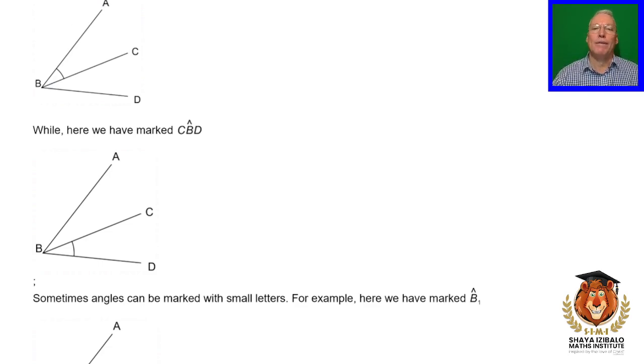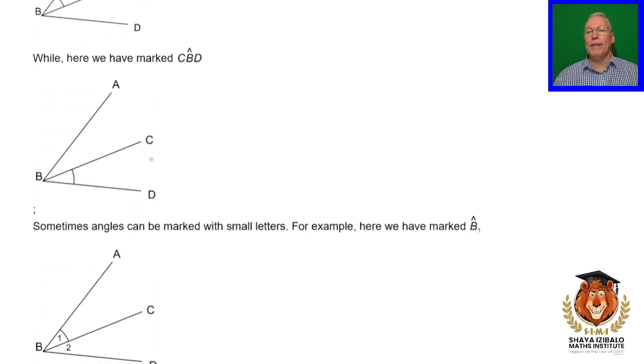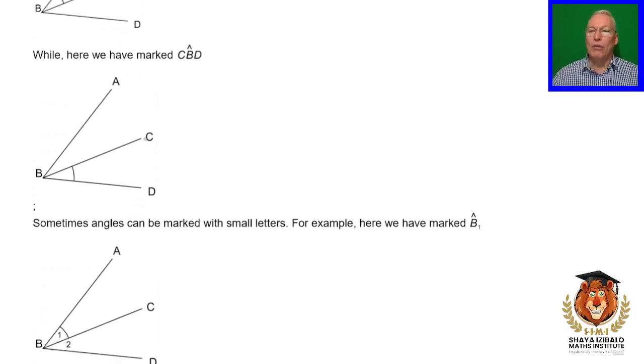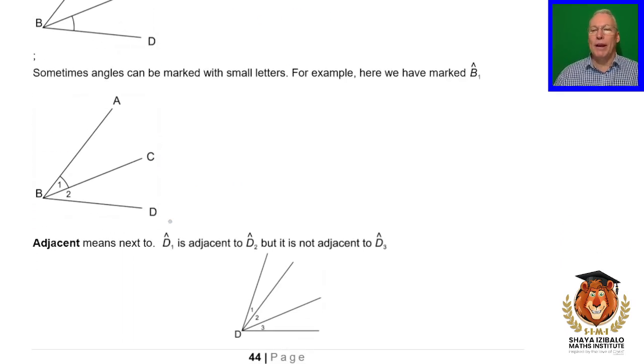Over here, this one is a different angle. It's CBD or DBC, and we put a little hat over the actual angle size. Sometimes in a diagram we can also mark angles with a little number here. That is not referring to the size.